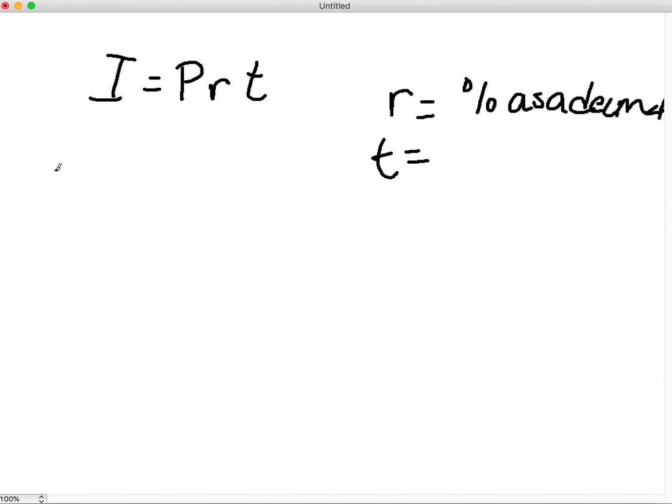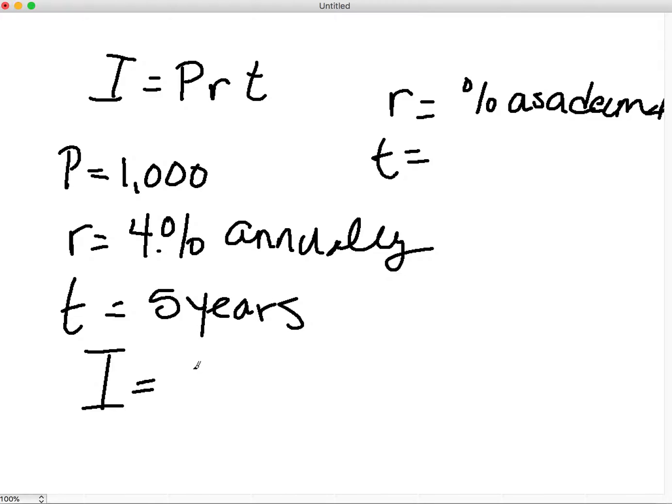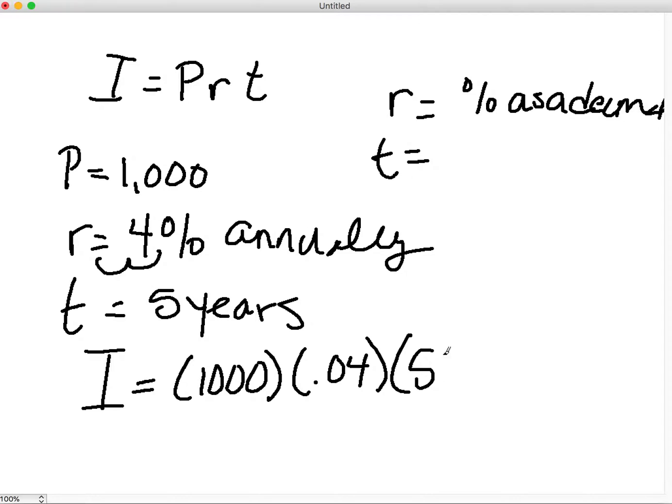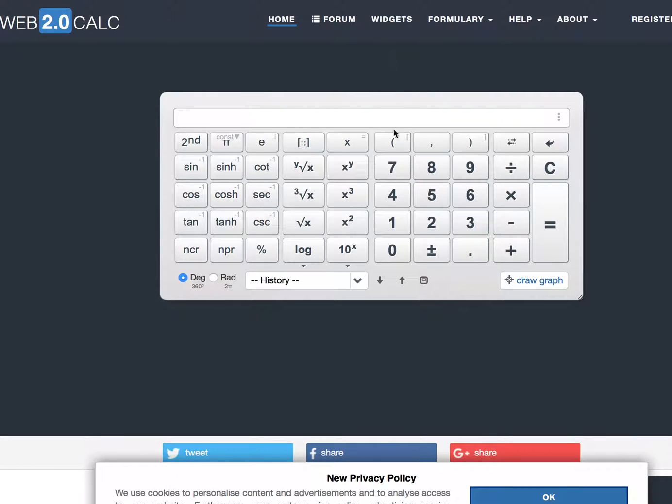So if I invest $1,000, that means my P is 1,000. And if my rate is 4% annually, and I leave it in there for 5 years, to find the amount of interest that's going to be accrued, I would do 1,000 times my rate, which would be 0.04 as a decimal because I take the decimal place and I move it twice, times my time, which is 5. So what does that find? That finds the amount of interest that I'm going to make. Okay, so it does not find a payment. It finds the amount of interest I'm going to make.